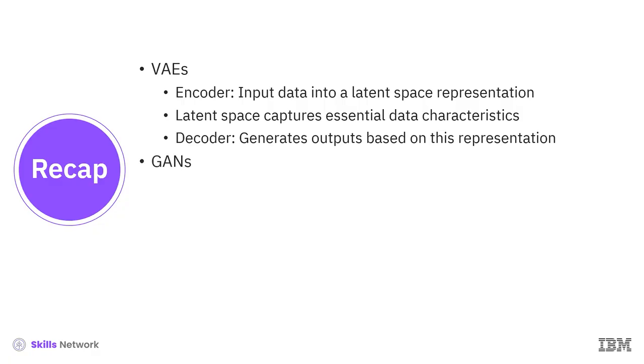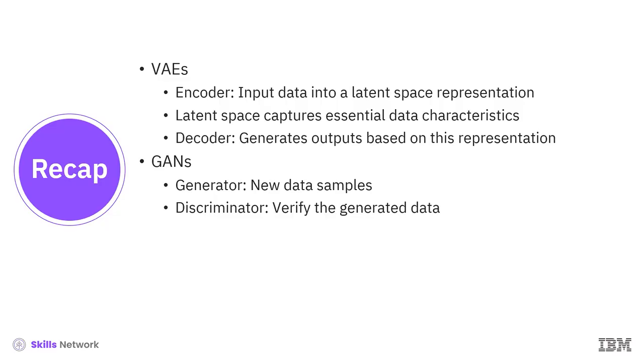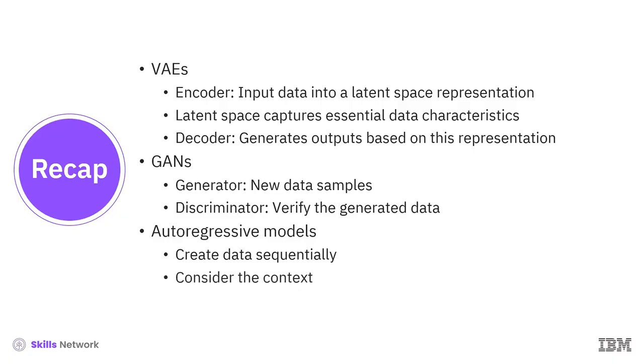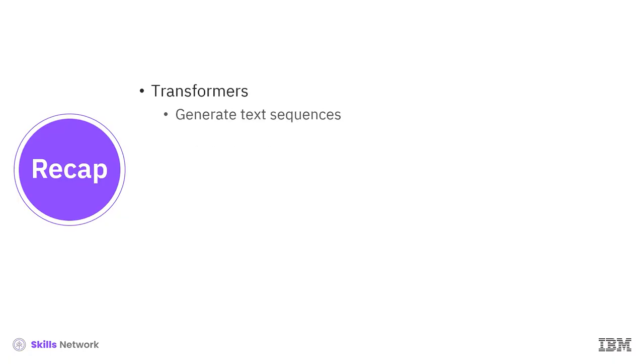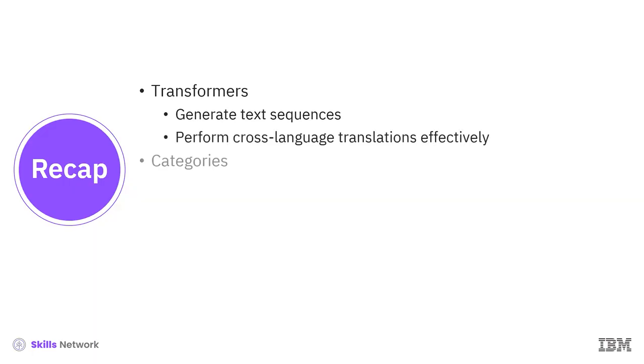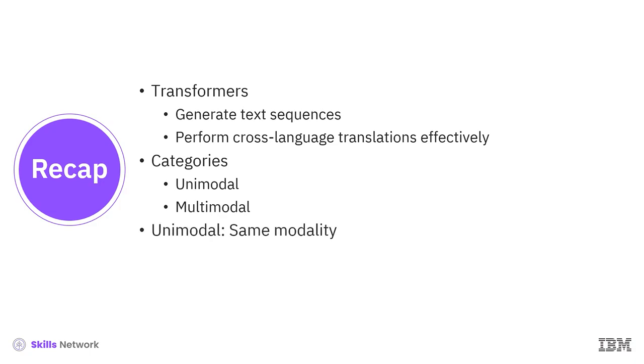GANs use the generator to generate new data samples and the discriminator to verify the generated data. Autoregressive models create data sequentially, taking into account the context of earlier generated elements. Transformers generate text sequences or perform cross-language translations effectively. Models can be categorized into unimodal or multimodal. Unimodal models process inputs and generate outputs within the same modality, and multimodal models handle inputs from one modality and produce outputs in a different modality.